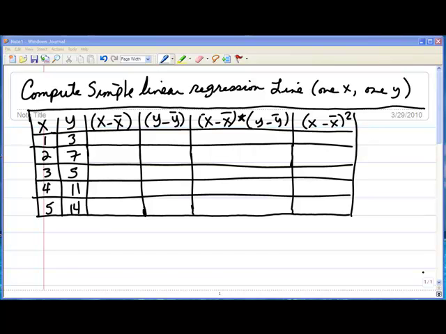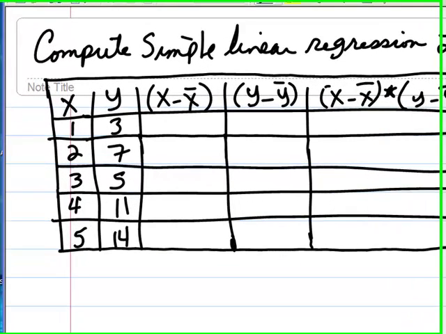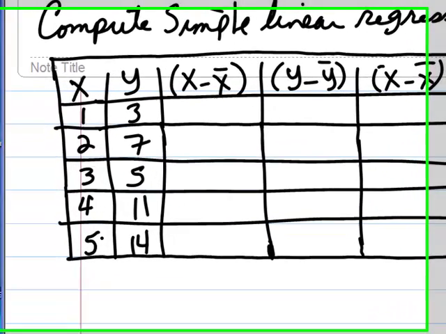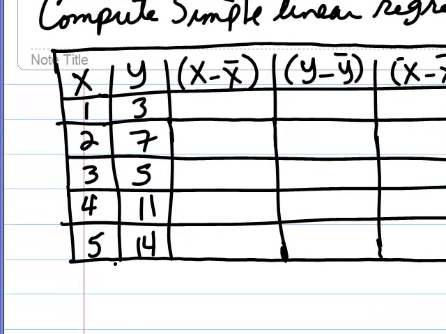We compute the simple linear regression line for a data set with 5 observations. X is 1, Y is 3. For the next observations: 2 and 7, 3 and 5, 4 and 11, and then 5 and 14.